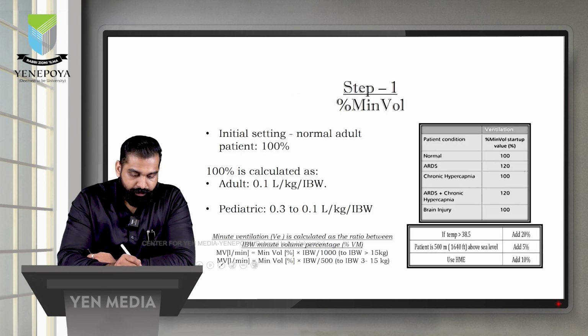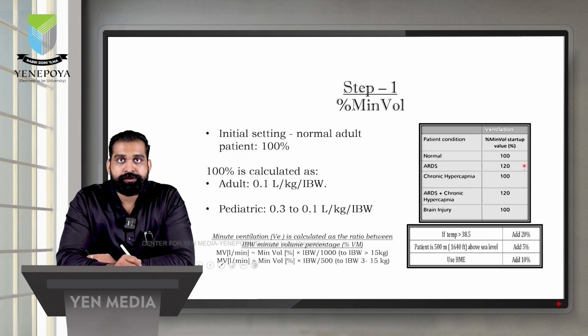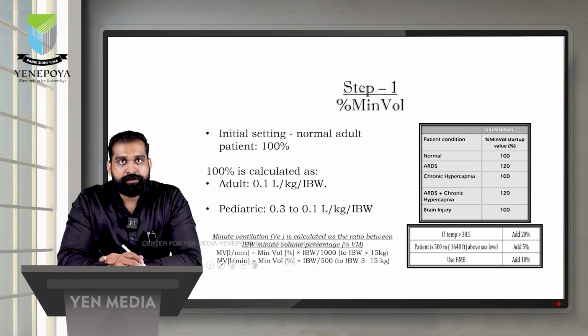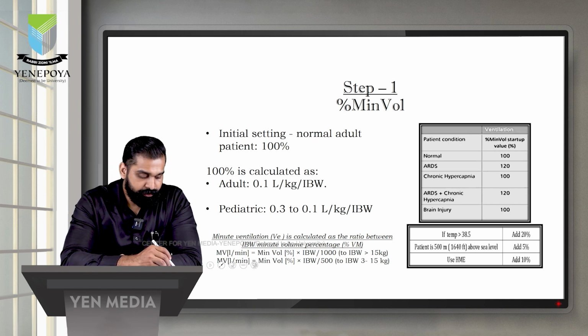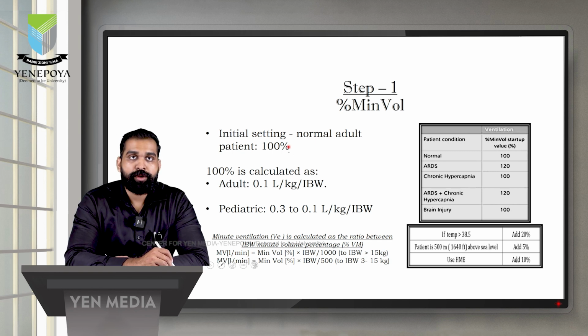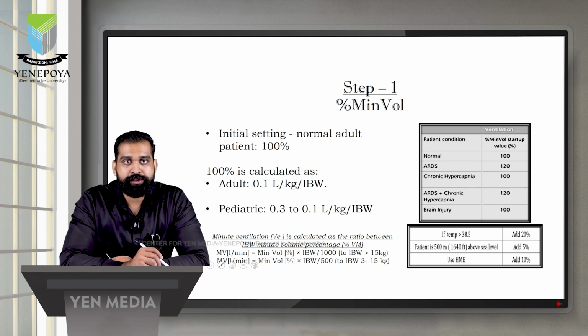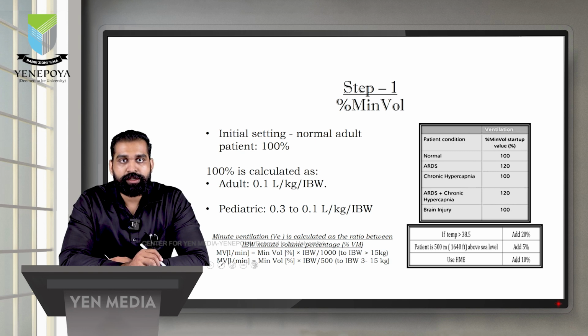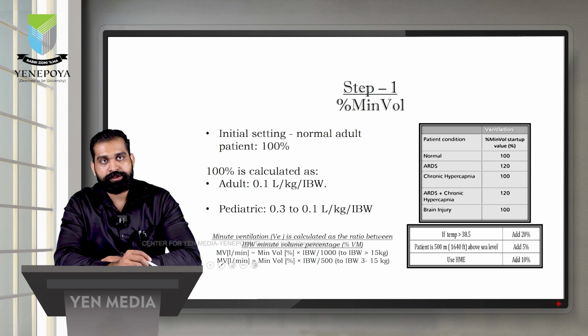Now, just to explain the percent minute volume setting, which is one of the predominant settings in this mode of mechanical ventilation. An initial recommended setting, if you have a patient with a normal lung, you can set the patient with normal lung at 100%, which will be calculated as 0.1 liters per kilogram of ideal body weight. Now, in the pediatric population, that's going to be a range. It will be set between 0.3 to 0.1 liters per kilogram of ideal body weight.